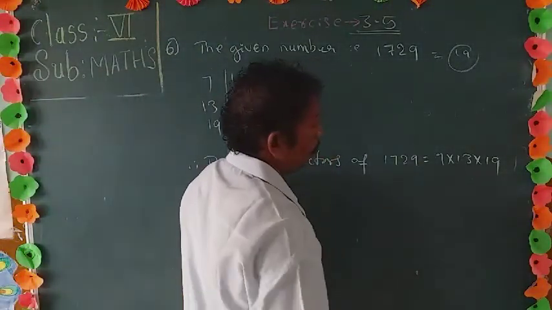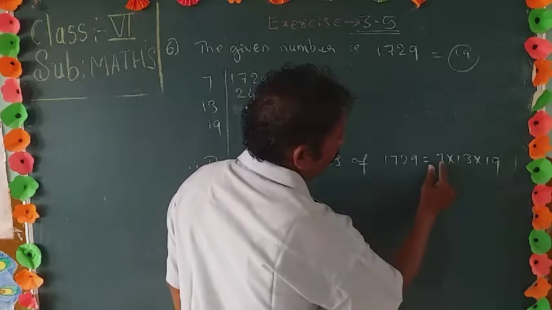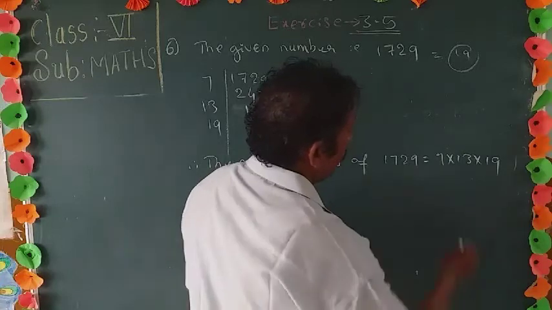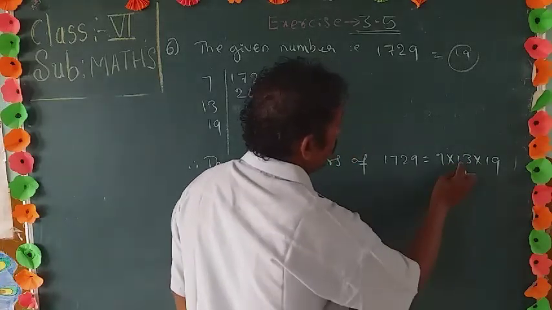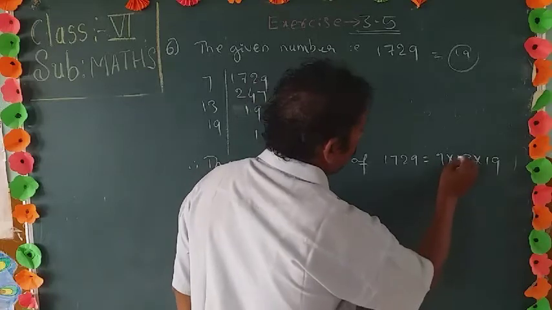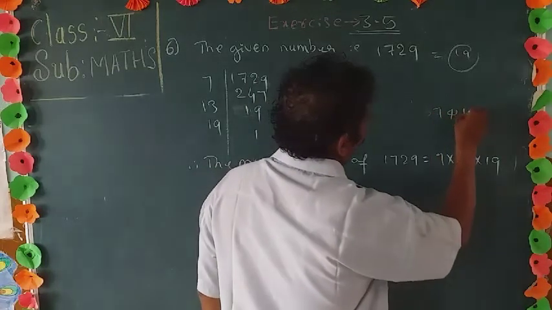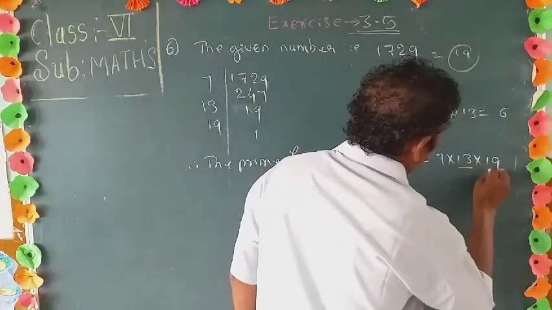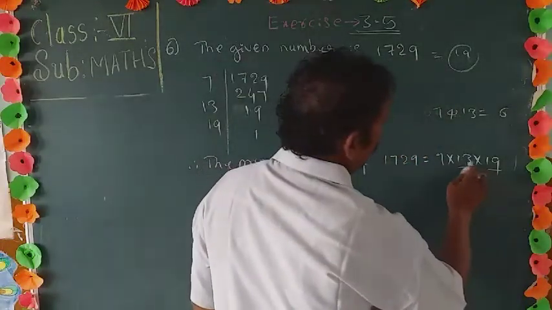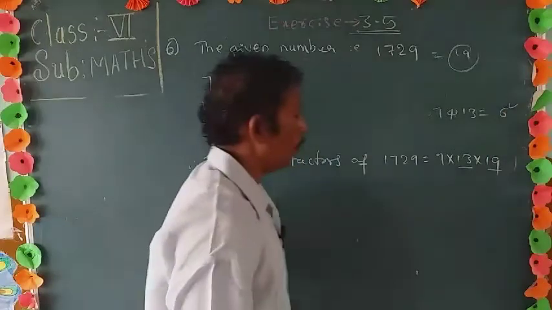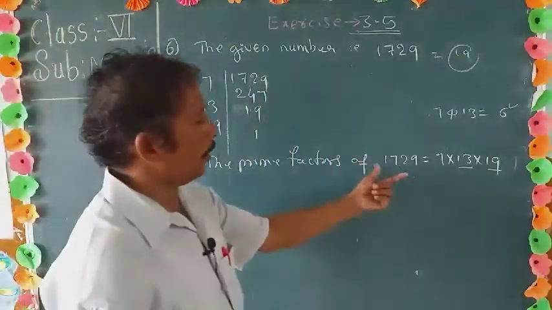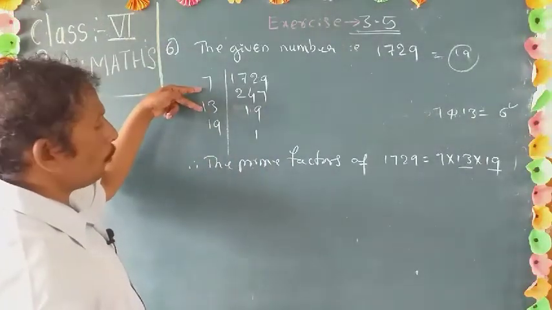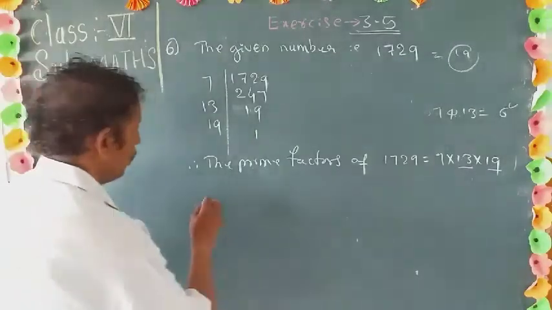Now take any two consecutive factors. The first two consecutive factors are 7 and 13. Their difference is, see how much it is, 13 minus 7 is 6. The difference of 7 and 13 is 6. Similarly, take the difference between the second factor and the third factor. Here also the difference is 6. Therefore, what is the relation here? The relation is that the difference between any two consecutive factors is 6.